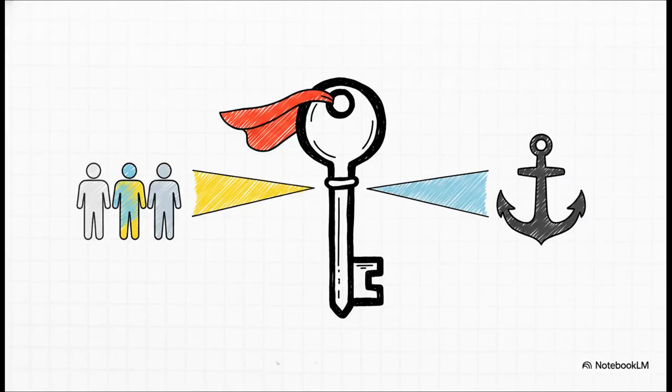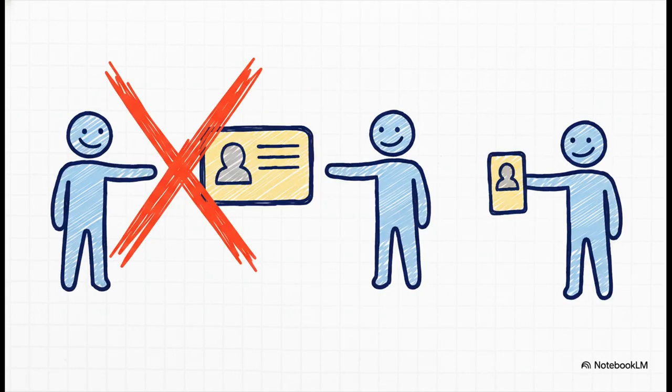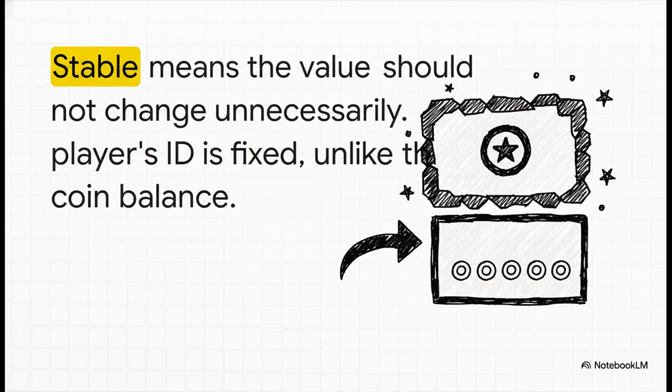So, what makes a good primary key? It really comes down to 2 superpowers. It's got to be unique, and it's got to be stable. Unique is exactly what it sounds like. No 2 records can ever have the same ID. Ever. And stable, it just means the ID shouldn't change. A player's username might, but their ID is forever.